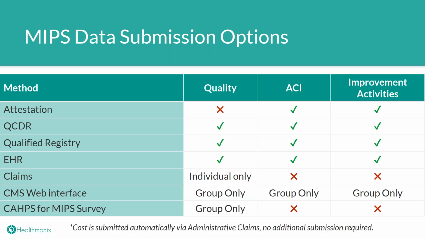Claims is going to be just for individuals reporting on quality. CMS web interface is going to be available for all three performance categories for groups, and then CAHPS for MIPS surveys is going to be an option just for group reporting for quality measures.